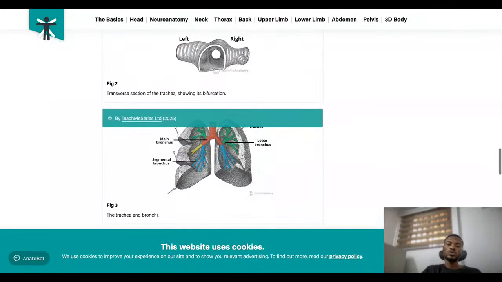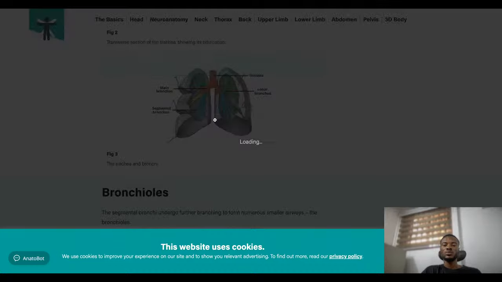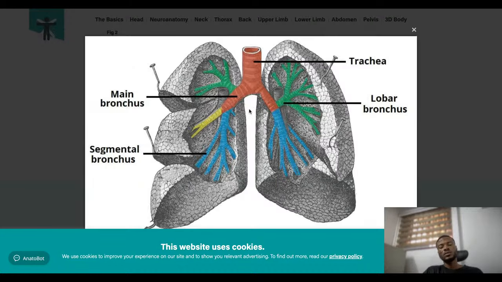One thing that you should also know is that when you pick up the lung, the right lung is made up of what? Three lobes, but the left is made up of what? Only two lobes. We have the upper lobe, the middle, and then the lower lobe on the right. But on the left, we only have the upper lobe and then the lower lobe.